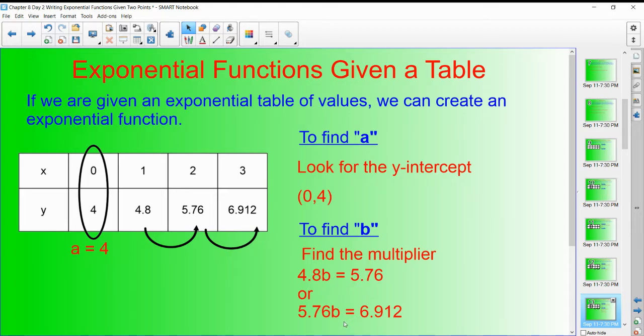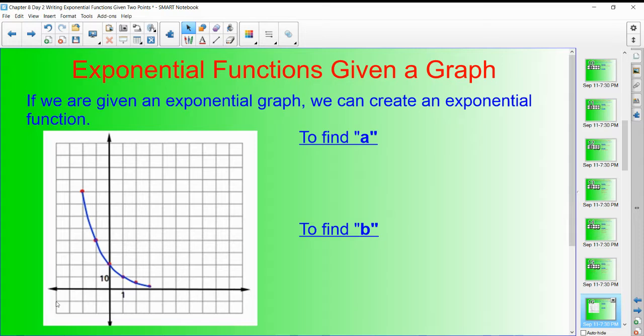Now, every single one of you can answer this question of how to find b. So go do it. Find b. Okay, we'll do a division, and we get b is 1.2. Now that we have a and b, we can write our equation. The goal is to find the starting value and the multiplier. We're going to see that's very similar. We got a table. Now we got a graph.